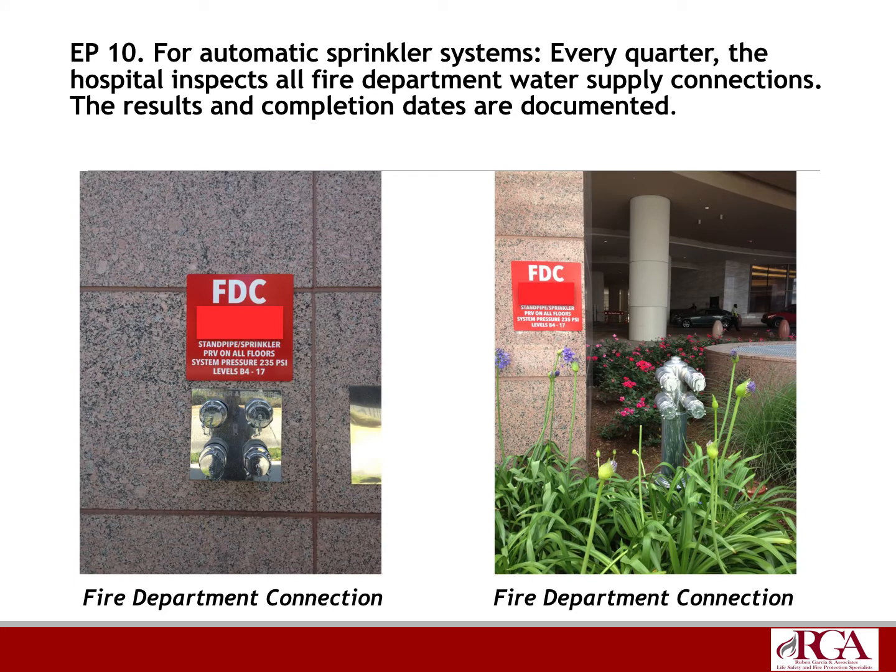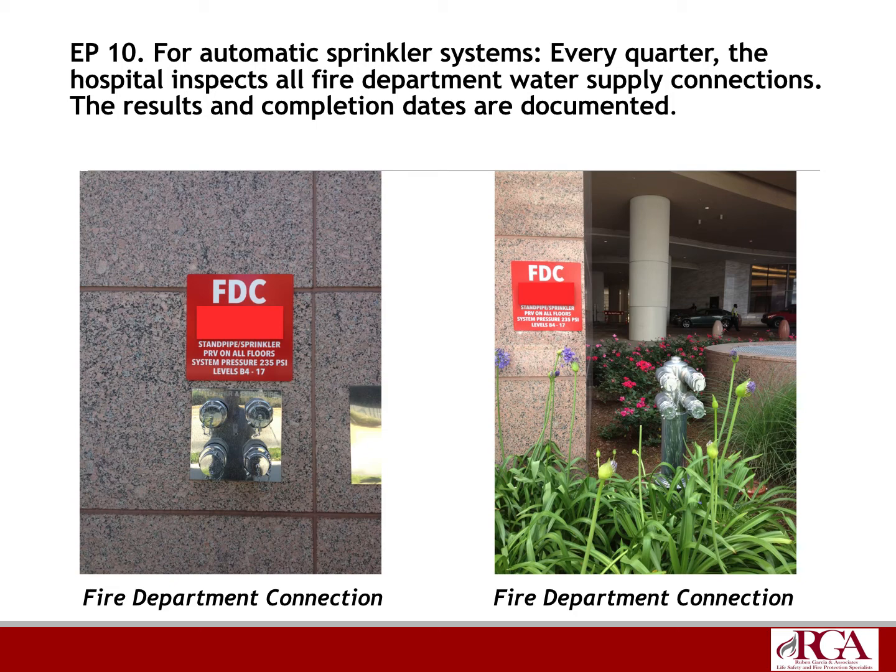Now the next slide is EP10. For sprinkler systems, every quarter, the hospital inspects all fire department water supply connections. The results and completion dates are documented. So this is your FDC, fire department connection. This is an auxiliary water source that can be added to your sprinkler system to provide supplemental water, and or let's just say your water source is compromised, whether it's your fire water tank or the city water's been compromised. This would allow the fire trucks to pull up to your building, hook up to your outlets, and pump in water at a temperature that is adequate for your piping system.